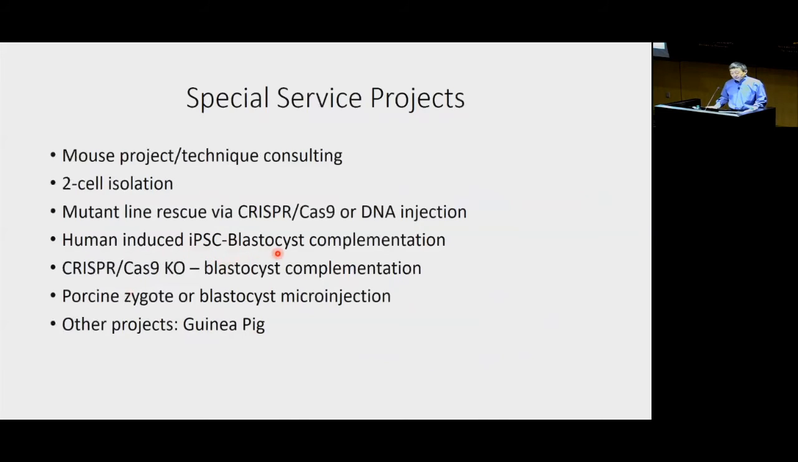I also injected human-induced iPSC into blastocysts to see if the human cell line can incorporate into the mouse. Or we can knock out a gene and then inject. Basically, we use the CRISPR approach at one cell stage. We knock out a gene and culture the one cell stage to blastocyst. At blastocyst stage, we inject some iPS cells, to see if they can rescue the mutations.